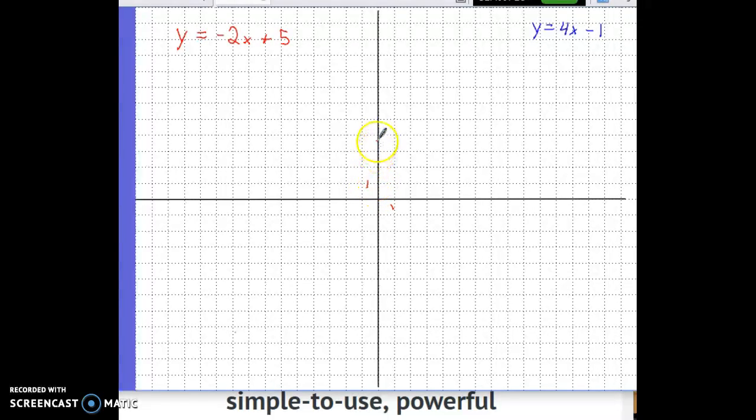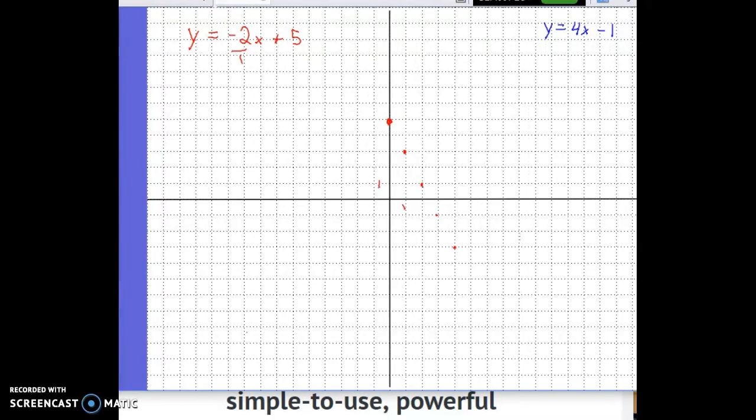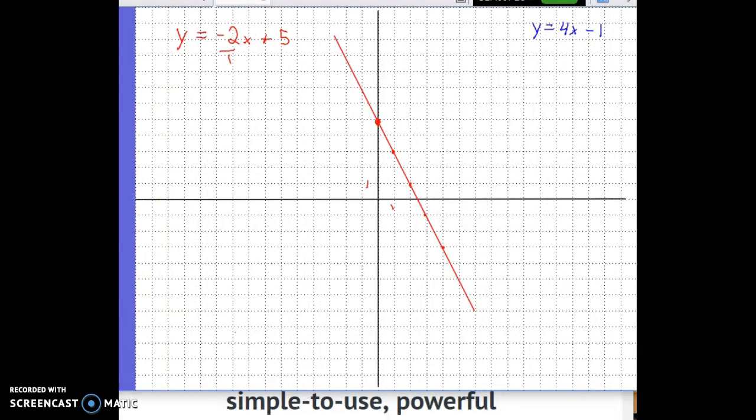So my y-intercept is 5. My slope is negative 2, rise over run, down 2, run 1. So here we go with our line. Here is the first one. Then we'll switch over to the blue. y equals 4x minus 1. Y-intercept negative 1. Slope of 4. 1, 2, 3, 4 over 1.